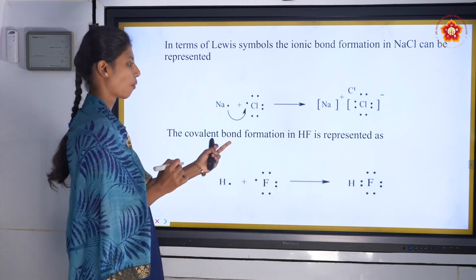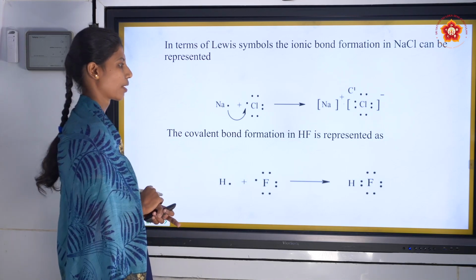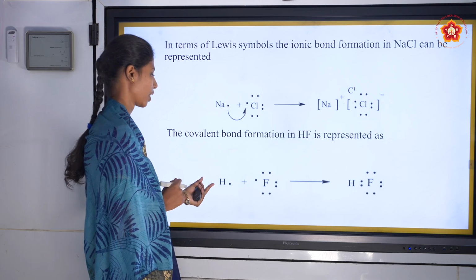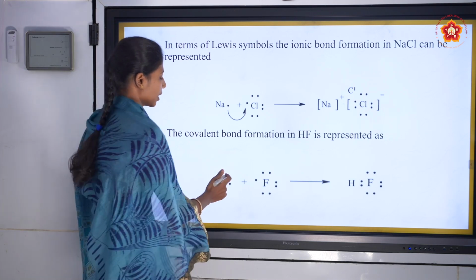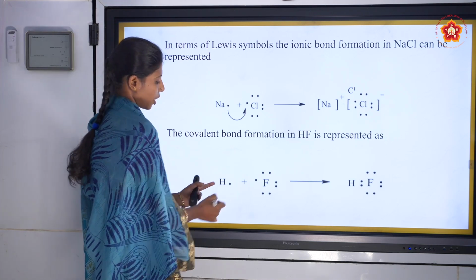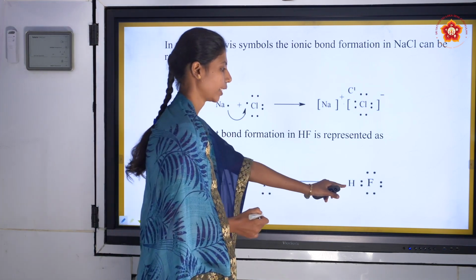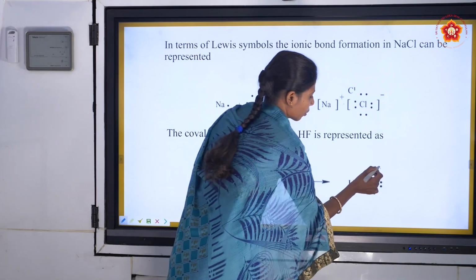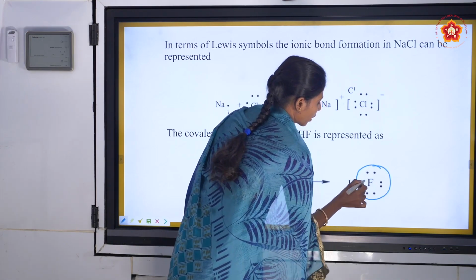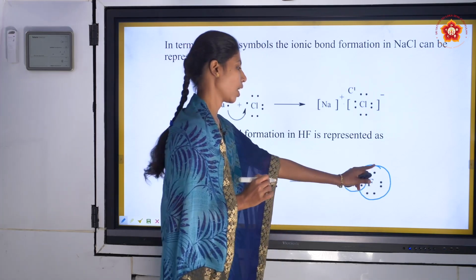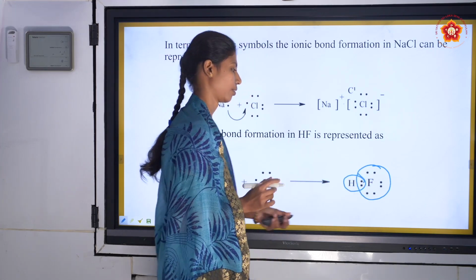The covalent bond formation in HF, hydrogen fluoride, is represented like this: hydrogen has 1 valence electron, and fluorine has a total of 7. We get a total of an octet for fluorine, and for hydrogen we call it a duplet. Hydrogen is a duplet, and fluorine has the octet structure.